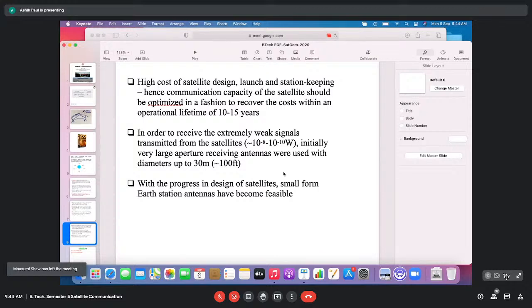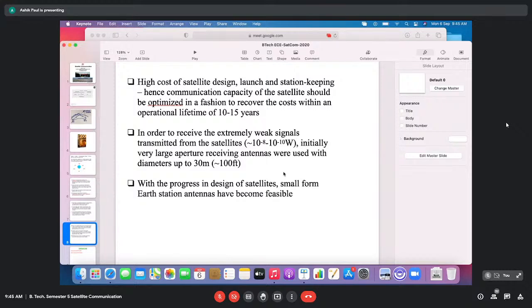So at the receiving station, the first thing needed is to boost up the received signal using large aperture receiving antennas. Some of these receiving antennas could have diameters of up to 30 meters, which is like 100 feet. Although presently the technology has changed, and we can also work with weak signals using antennas which may be about the size of the palm of our hand.